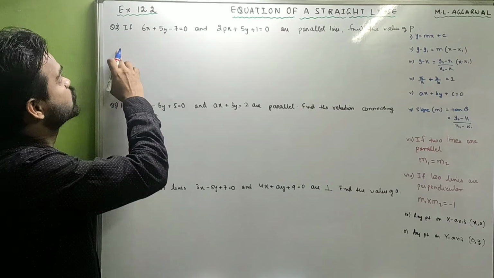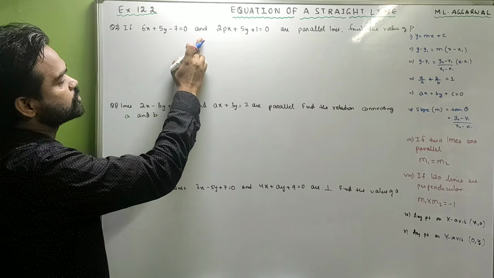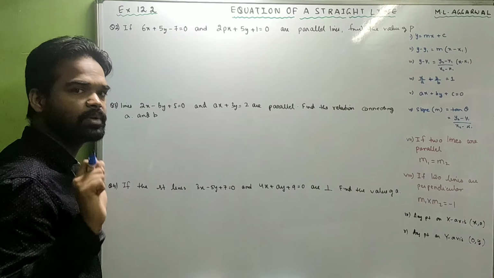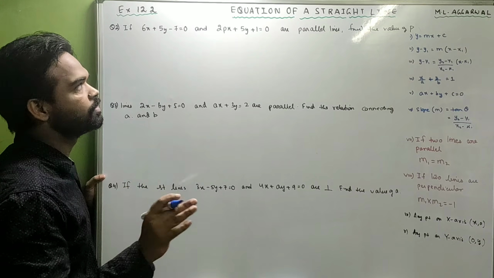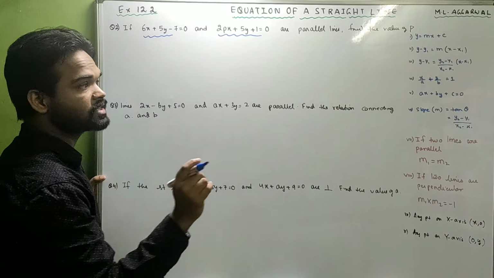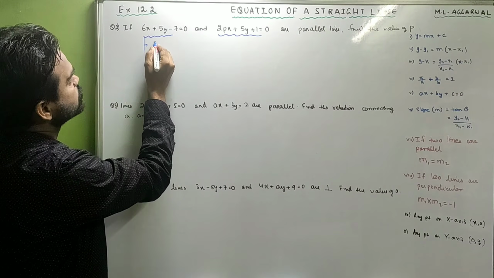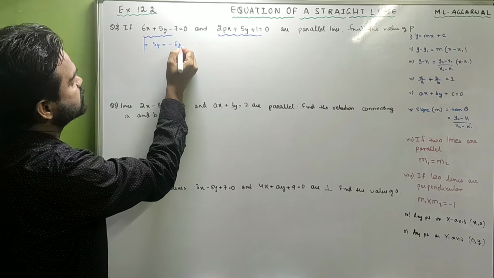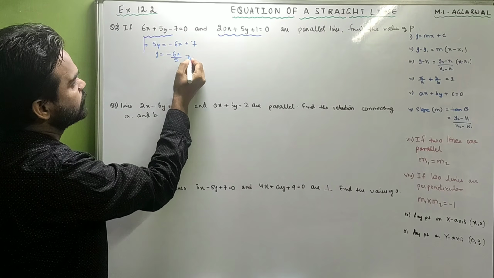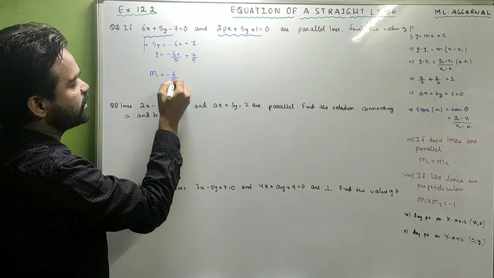Now look at sum number 2 from exercise 12.2. If 6x plus 5y minus 7 equals 0 and 2px plus 5y plus 1 equals 0 are parallel lines, which means the slopes will be equal, find the value of p. Simple. Find the slope of both the lines. First, express in the form of y equals mx plus c. Look over here. I'll make y the subject. So 5y equals minus 6x plus 7, which means y equals minus 6x by 5 plus 7 by 5, which means the slope m1 is minus 6 by 5.